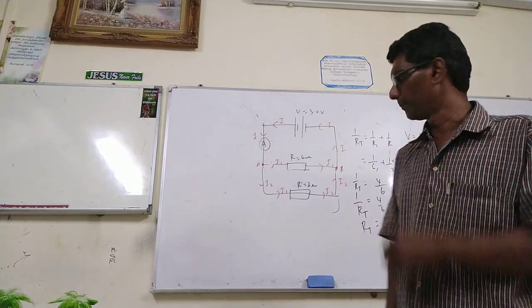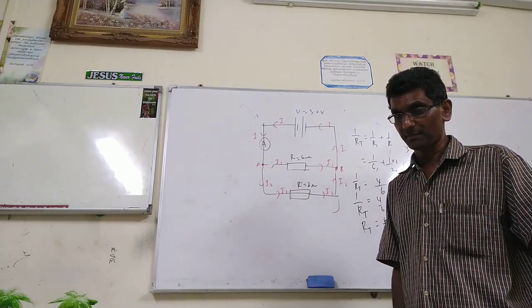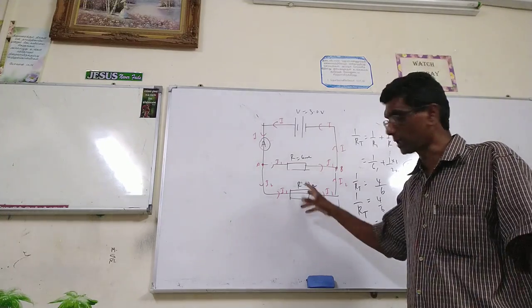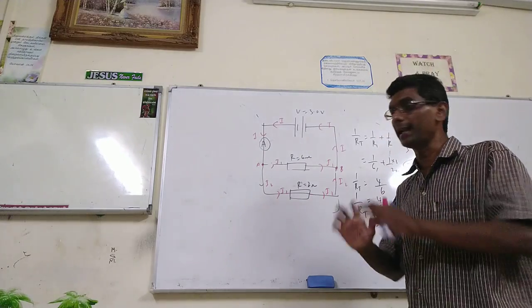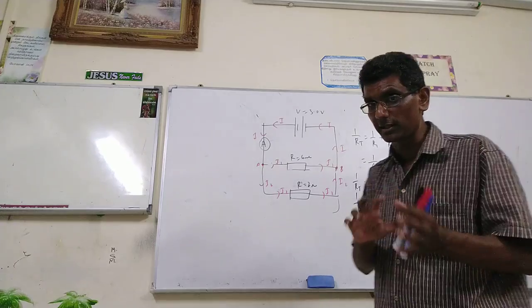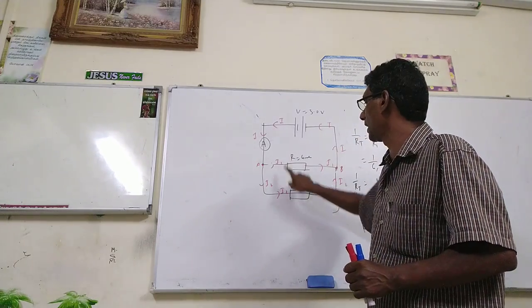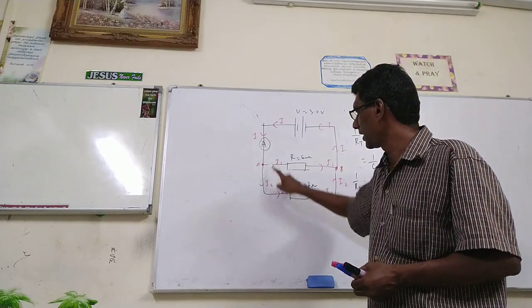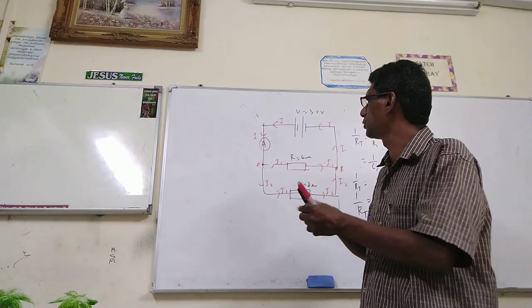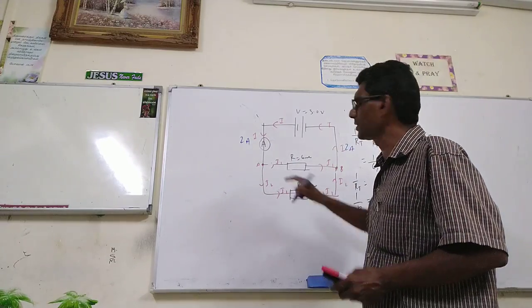Now, this question: the total current is 2 ampere, so the answer is C. Now I ask a question, a little bit sidetracked. What are the currents I1 and I2? The total current is 2 ampere. I1 and I2, what is the current?